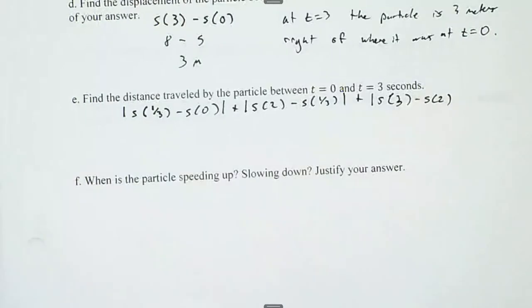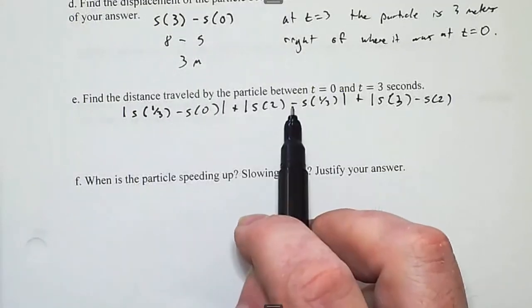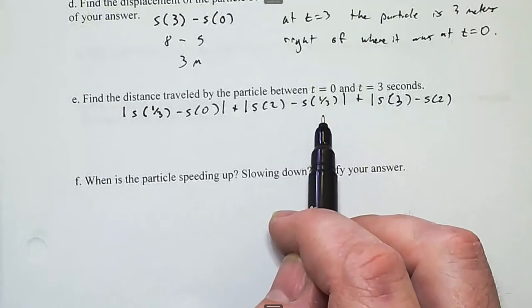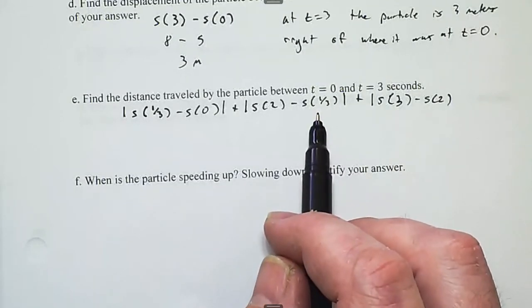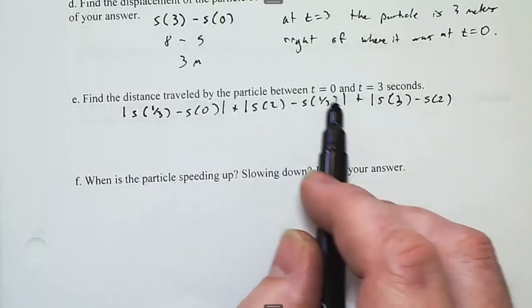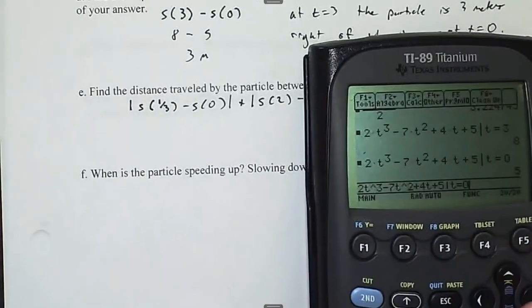From part B, we know that on the interval from 0 to 1/3, we were moving in a positive direction. So we expect this displacement to be a positive number. But the displacement from 1/3 to 2 is going to be a negative number because the particle is moving in a negative direction, so this absolute value here will matter. These two will not. So again, let's go ahead and use our calculator.